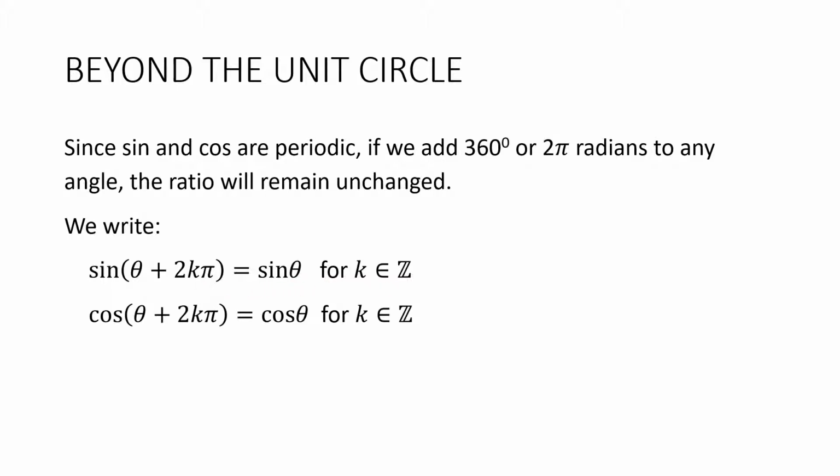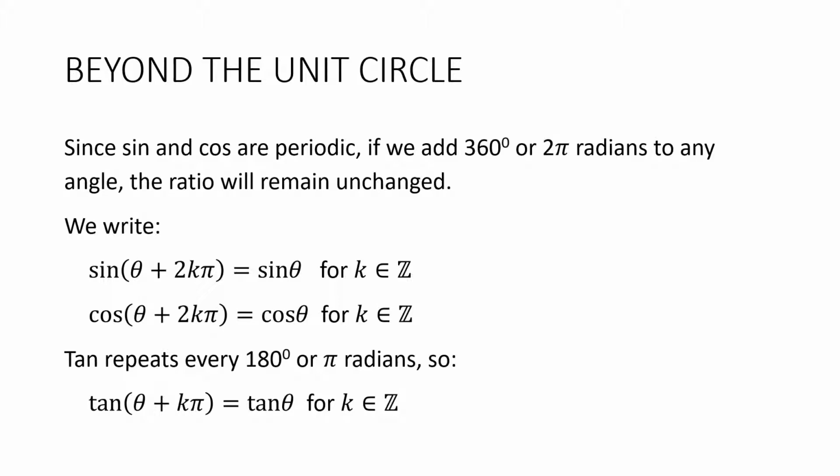Similarly for cos. Tan's a little different. It repeats every 180 degrees or pi radians. So we can write just k pi for tan. So tan of theta plus k pi would be equal to tan of theta.